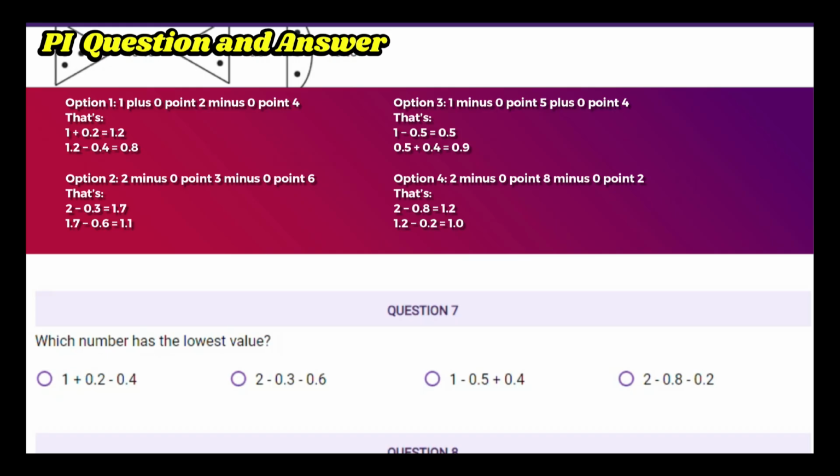Option 3: 1 minus 0.5 plus 0.4. That's 1 minus 0.5 equals 0.5, 0.5 plus 0.4 equals 0.9. Option 4: 2 minus 0.8 minus 0.2. That's 2 minus 0.8 equals 1.2, 1.2 minus 0.2 equals 1.0. Correct answer, option 1. Final answer, option 1: 1 plus 0.2 minus 0.4. This equals 0.8, which is the lowest value among all the options.